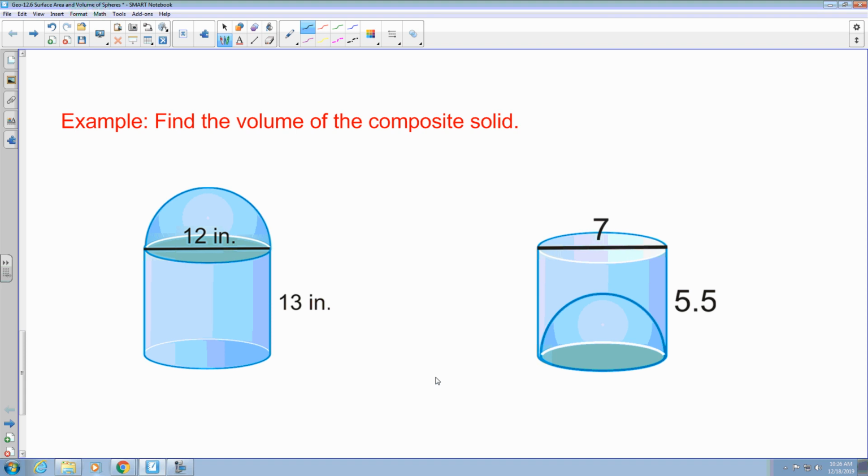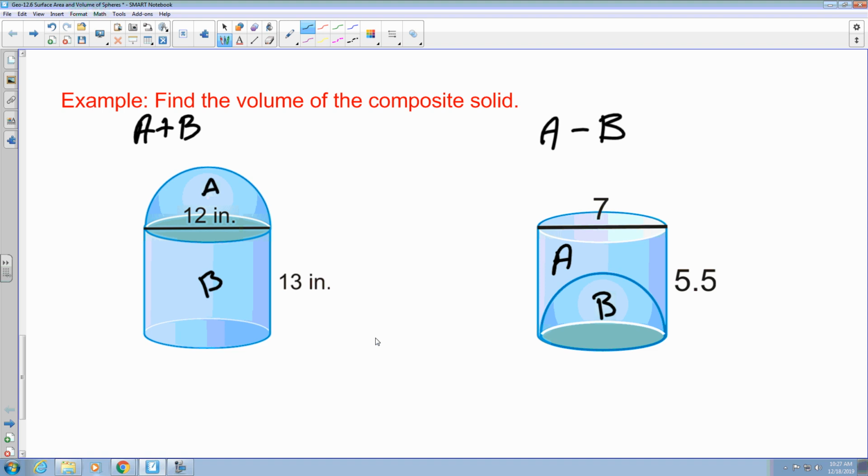So basically what you do is you've got volume A here, you've got volume B. In the first situation, you're going to find the volume of A and add it to B. This cylinder we'll call A, this half sphere is B. In the second situation, you're just going to take the volume of A and subtract the volume of B.